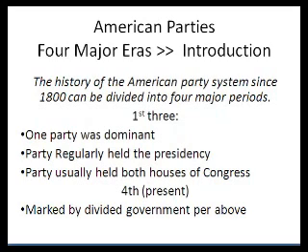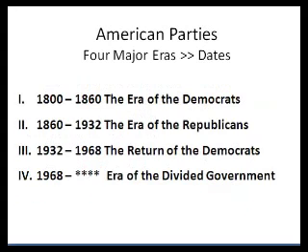The history of the American party system since 1800 can be divided into 4 major periods. Through the first 3 of these periods, one or the other of the 2 major parties was dominant, regularly holding the presidency and usually both houses of Congress. The nation is now in the fourth period, much of it marked by divided government.